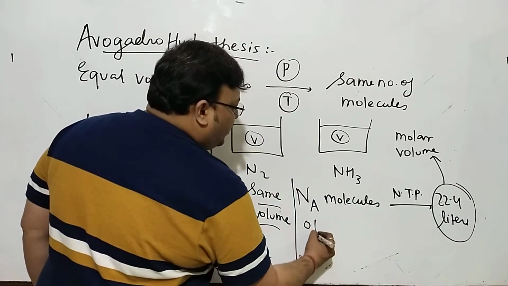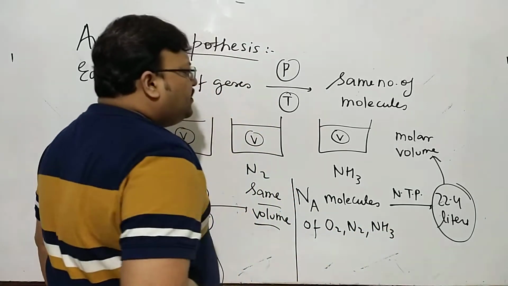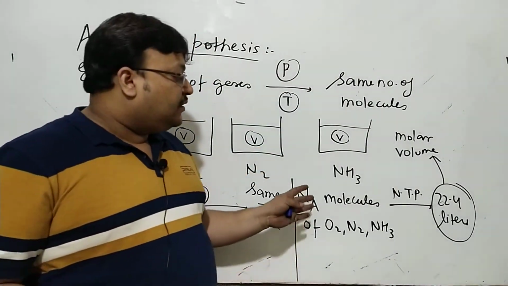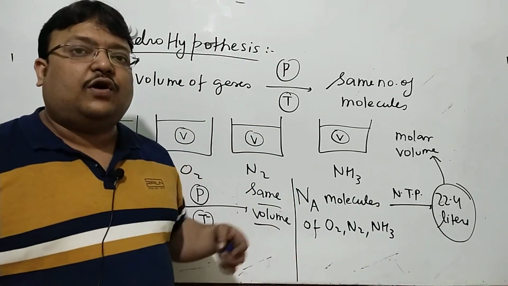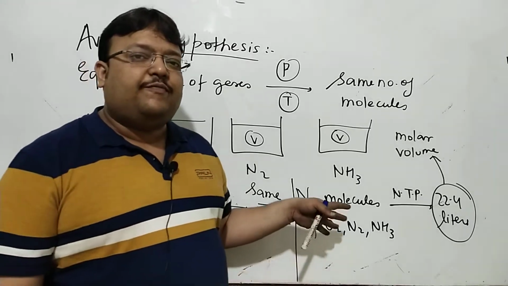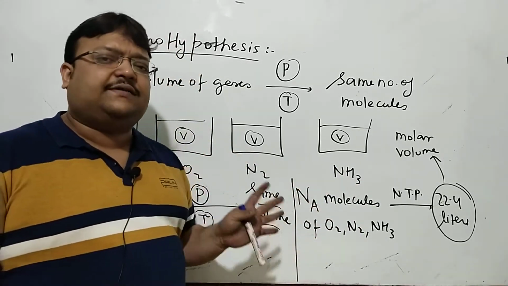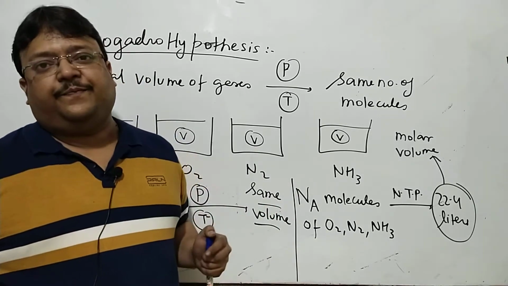It could be Na molecules of oxygen, nitrogen, ammonia or any gas. Equal volumes contain the same number of molecules. The reverse is also true: the same number of molecules will occupy the same volume. And it's called the molar volume. 1 mole of molecules, Avogadro number of molecules at NTP for all gases will occupy 22.4 liters or 22400 ml.